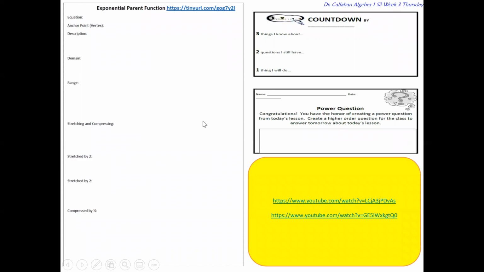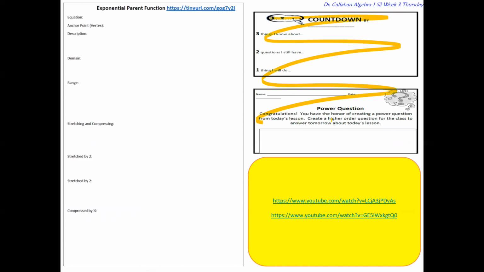All right, you guys, you have kind of finished at this point. So now I want you guys to turn over to this page and go ahead and answer the reflection exit ticket.